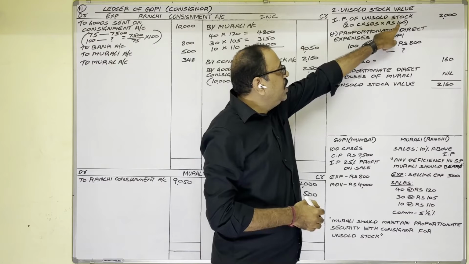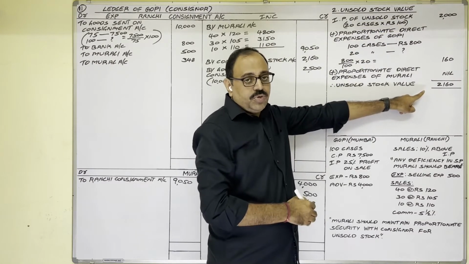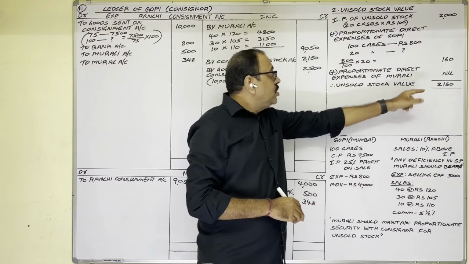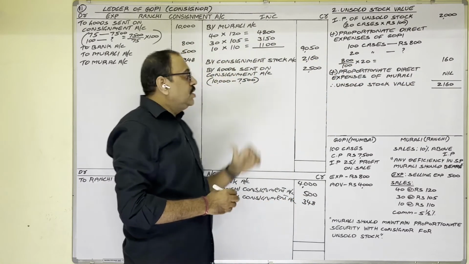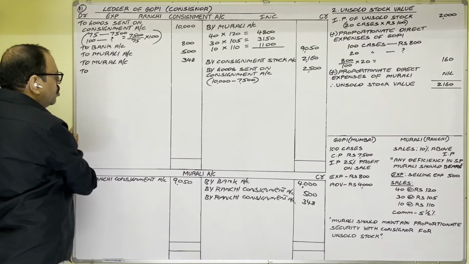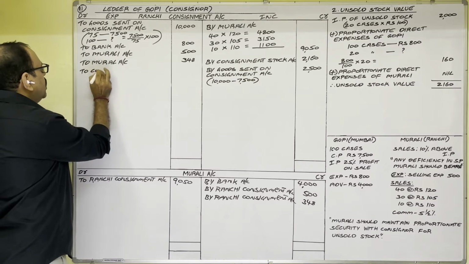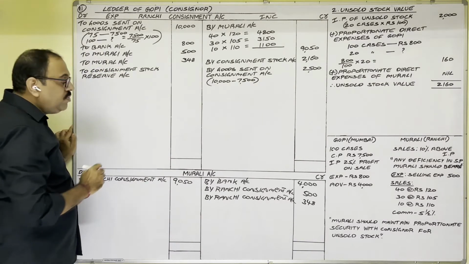Similarly, observe this unsold stock calculation. By considering invoice price we have calculated, means this is also not the correct amount. Here also loading is there. So credit side loading if you want to cancel, debit side we should write. So debit side, what to write for unsold stock loading? To consignment stock reserve account. Unsold stock loading we are calculating now.